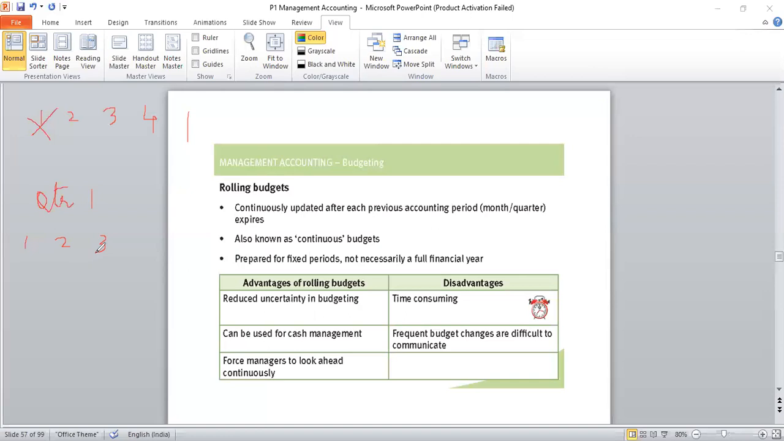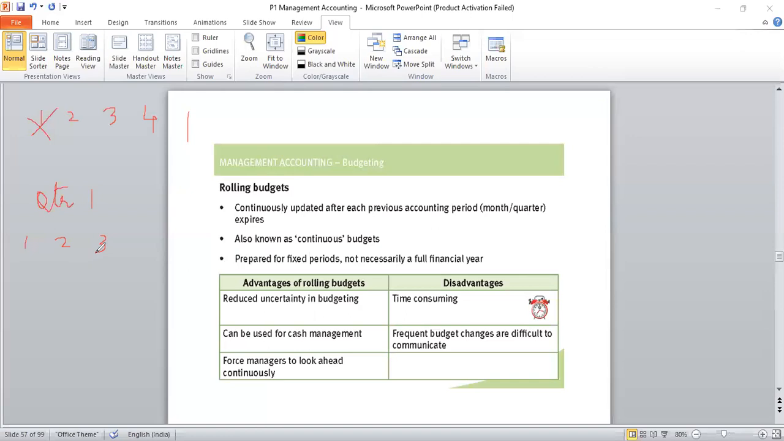Then it can be used for cash management, forcing managers to look ahead continuously. They can keep observing what the changes are and accommodate those changes into the budget. Okay, so those are the advantages of rolling budget. What are the disadvantages of rolling budget?